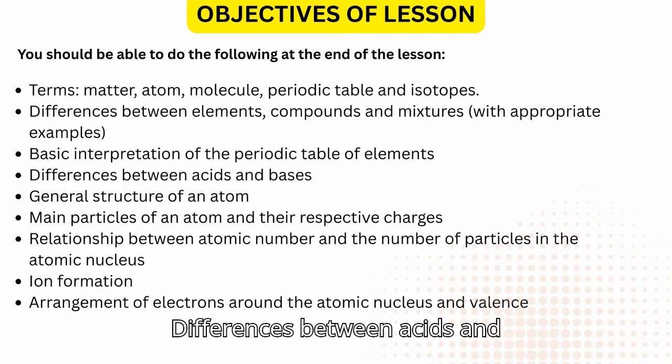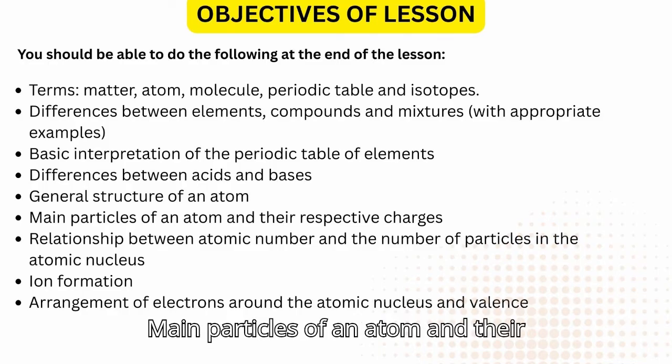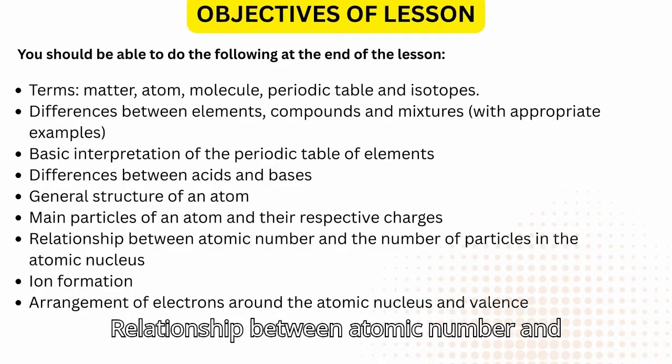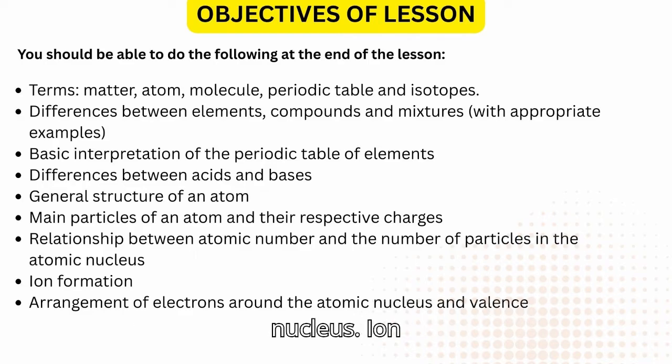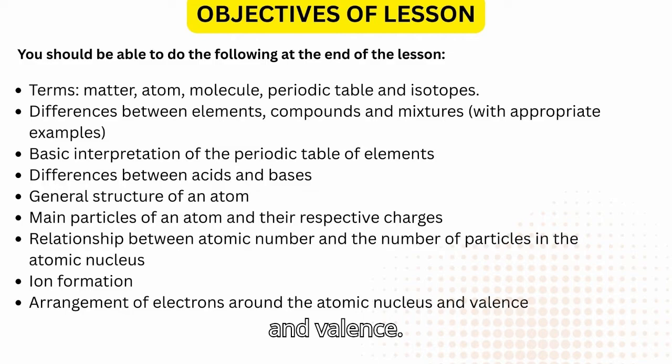Differences between acids and bases. General structure of an atom. Main particles of an atom and their respective charges. Relationship between atomic number and the number of particles in the atomic nucleus. Ion formation. Arrangement of electrons around the atomic nucleus and valence.